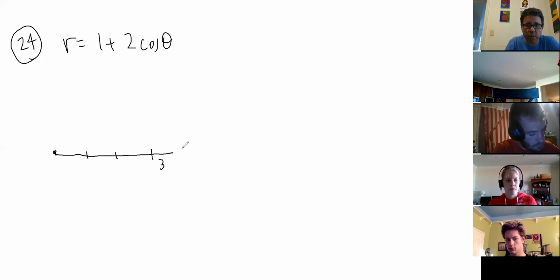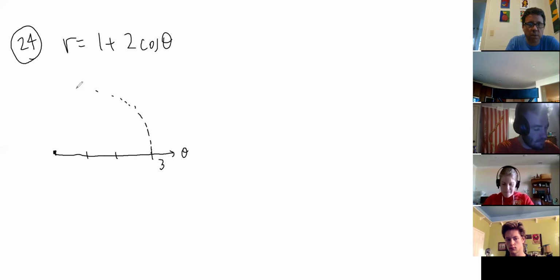And if I draw this on the theta axis again, it kind of looks like it's going to be a circle, but then it goes past, and then it loops around like that. So it kind of looks like it's going to spiral in. But then because it's symmetric, it spirals back out.